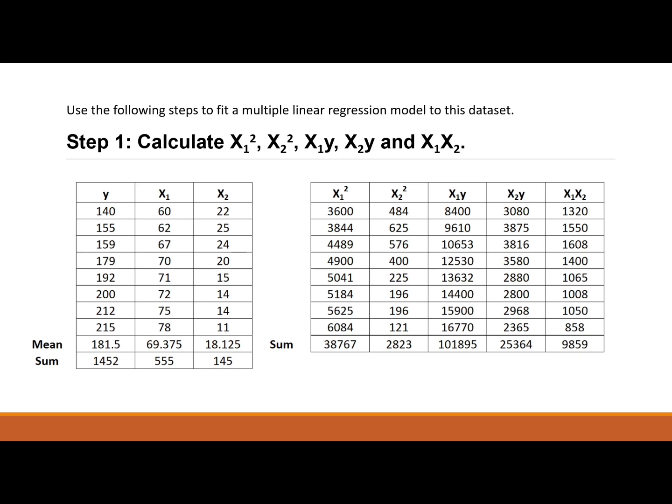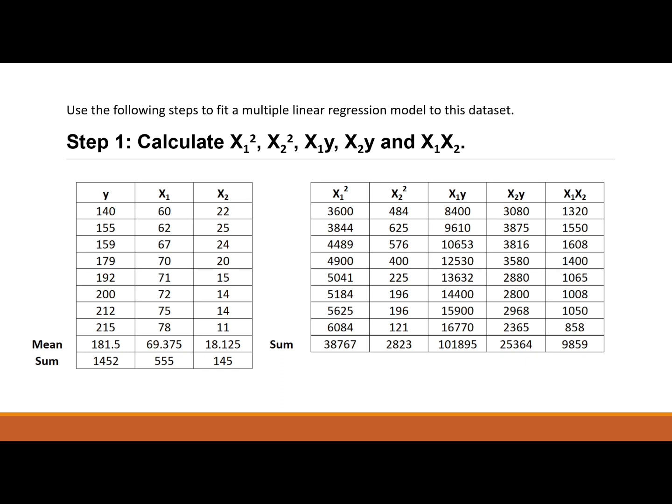So let us first calculate, step 1: x1 squared. Next is x sub 2 squared. Then the xy: x1 multiplied by y. Next is x2 multiplied by y. Then variable x1 multiplied by variable x2. So from this, we can have a linear regression model based on our data set.